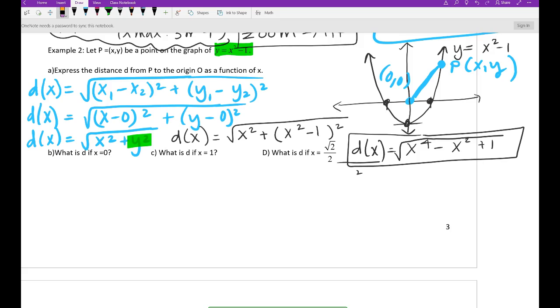Nope, A's done. B. What am I asking on B? What is the distance to the origin if x is 0? What do I do? I plug in 0. You're right. Okay. D of 0. What equation should I plug this into? Yeah, D equals, right? So 0 to the 4th minus 0 squared plus 1 is what? 1. Right, the distance is 1 unit.